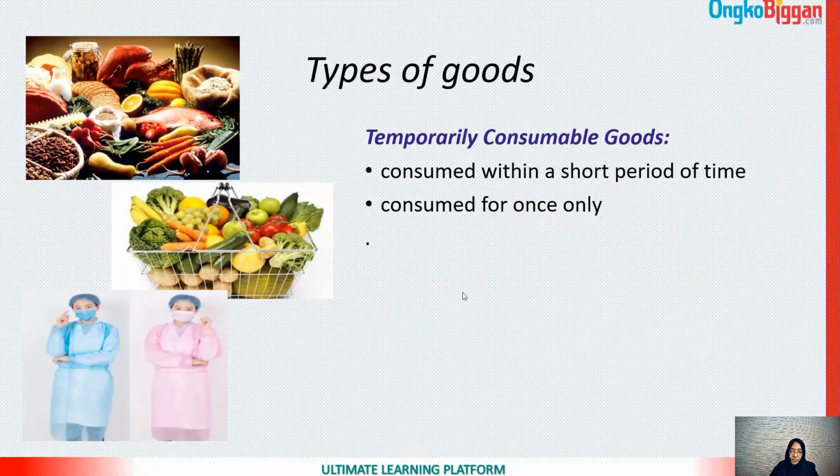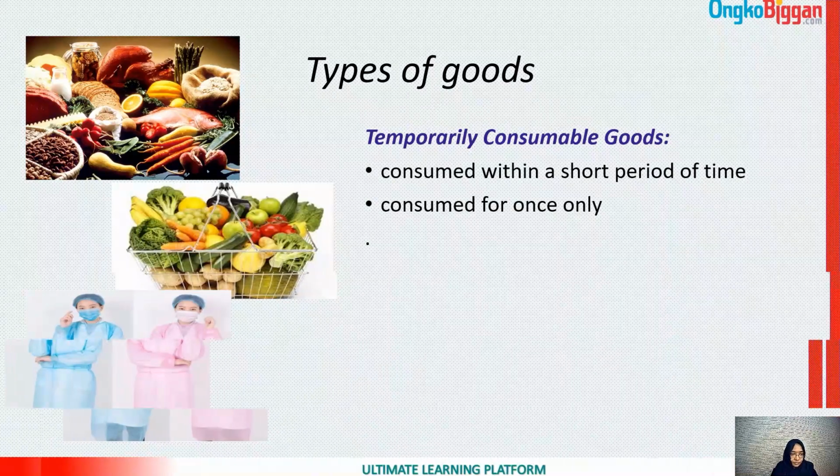The next type is temporarily consumable goods. Consumed within a short period of time and consumed once only. These types of goods are consumed once or for a short period of time. For example, food, clothes, vegetables. Clothes are like disposable clothes or any kind of general clothes. People can wear them for a short period of time or once only, but the foods, vegetables or grains are consumed once only. These are called temporarily consumable goods.